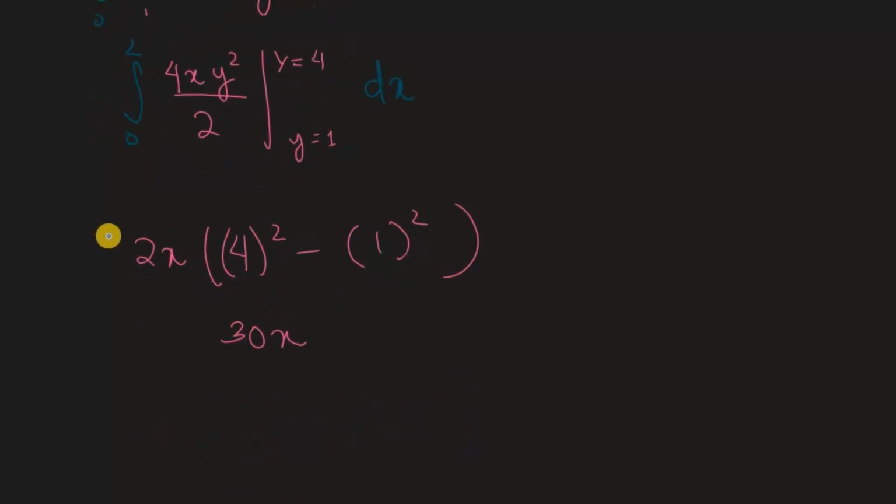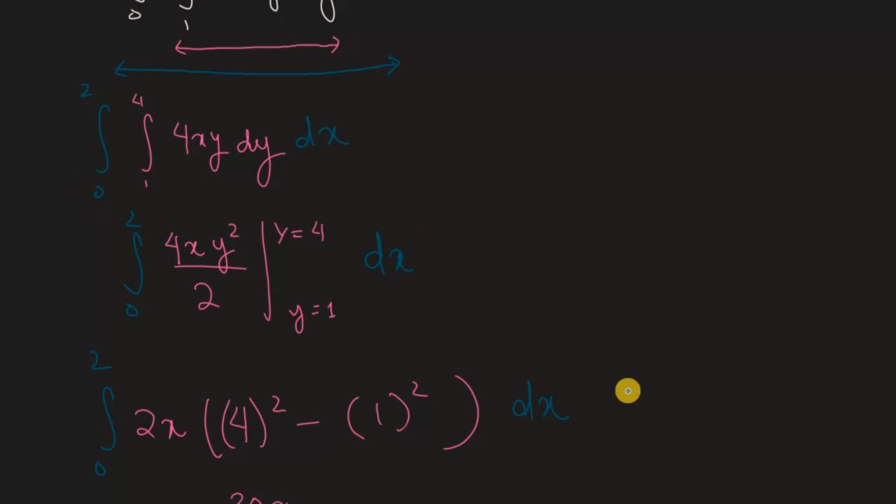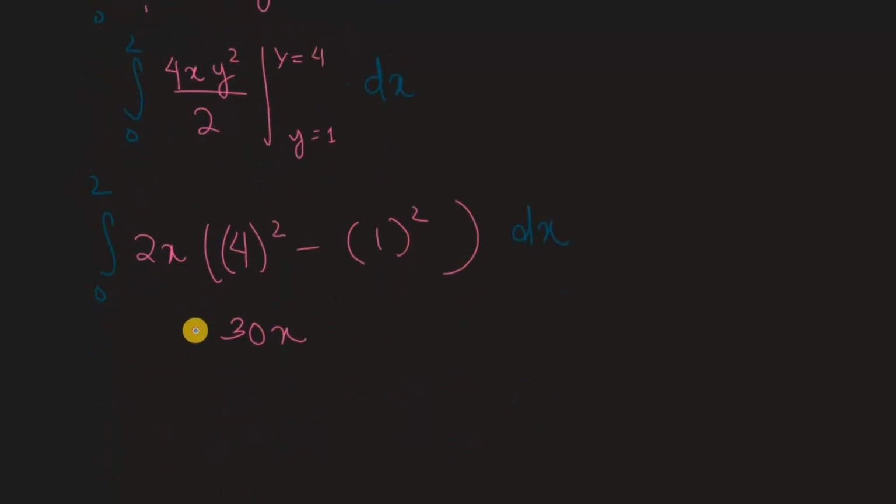You always need to write it because you need to write the dx at every step that you do. But writing it while solving the problem gets really hard, so I always like to do it at the end. Okay, and now finally you can solve for the integral from 0 to 2 of 30x dx.